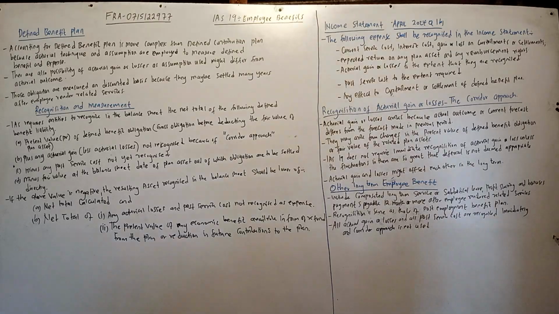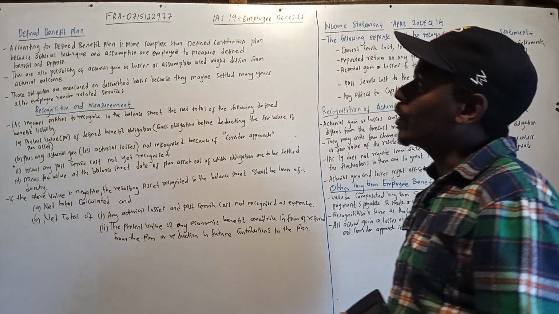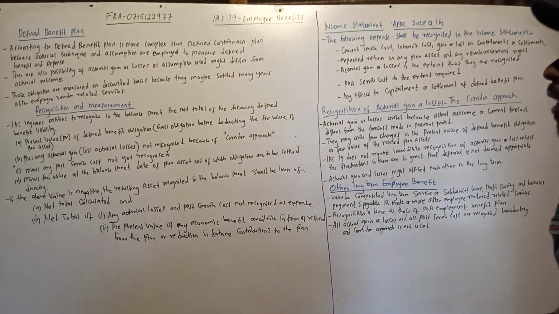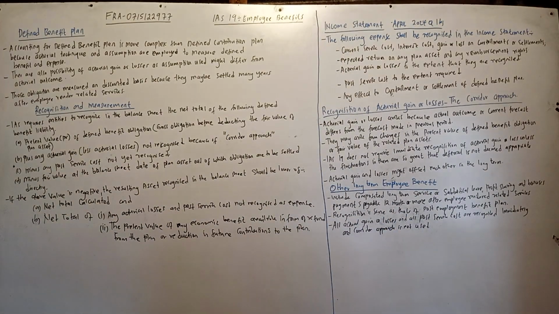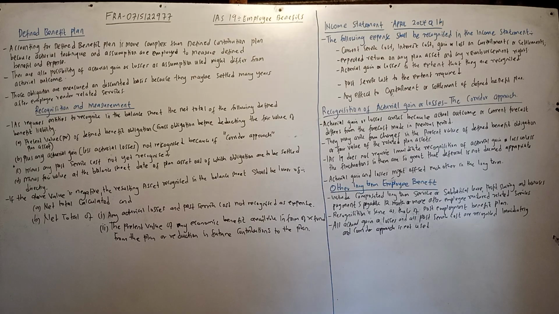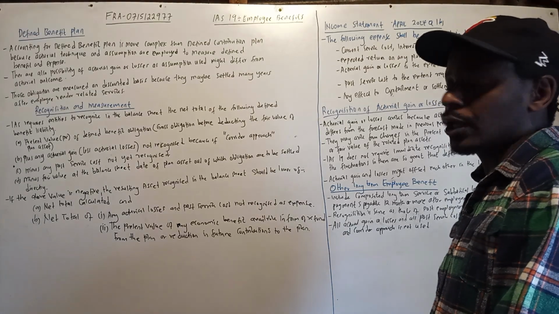Now, before we go to the recognition and measurement, you need to know that accounting for the defined benefit plan is more complex compared to the defined contribution plan. This is because actuarial techniques and assumptions are employed to measure the defined benefit plan obligations and expenses. So in this case, we shall use the assumptions and the actuarial techniques.